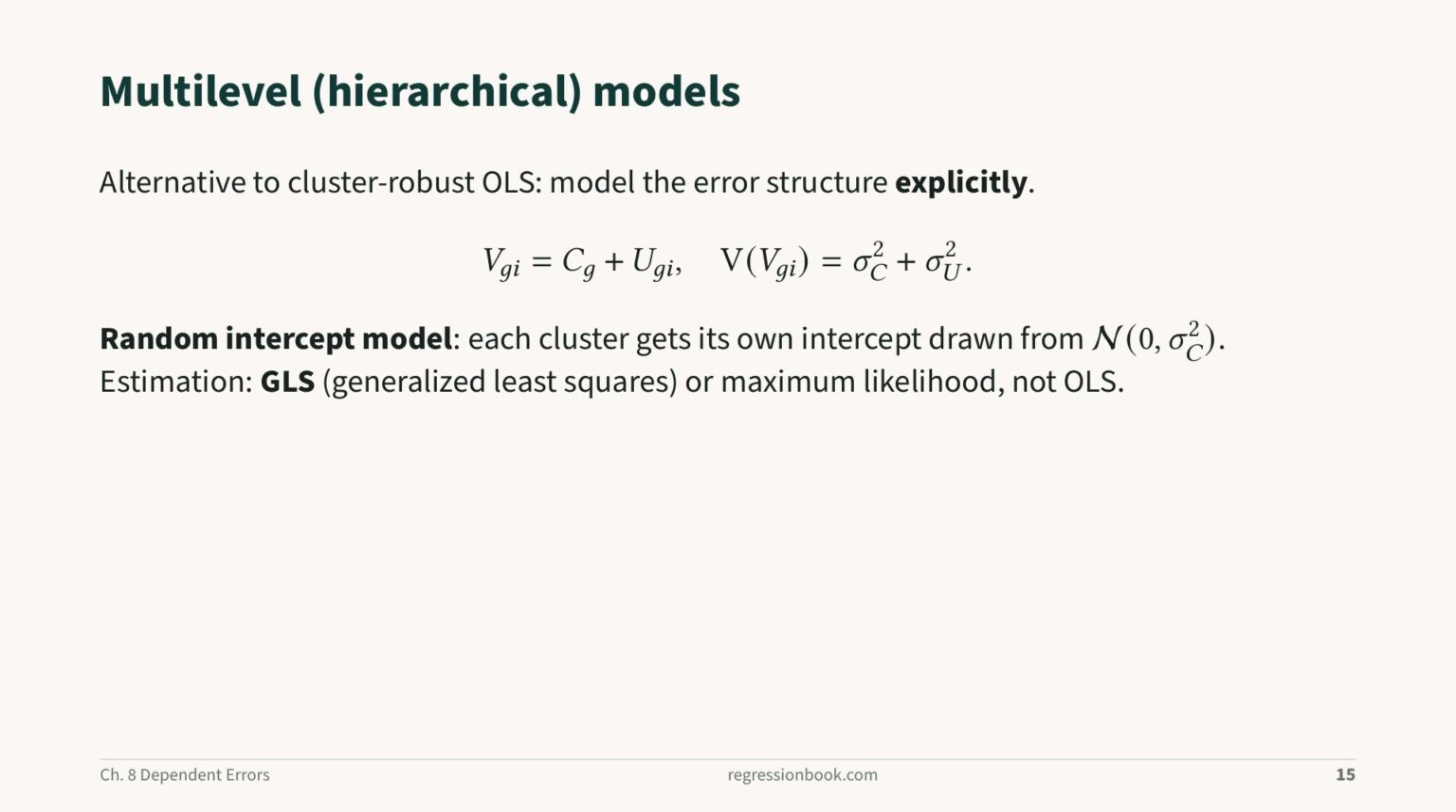Multi-level models are the explicit modeling alternative. Instead of correcting standard errors after the fact, write down the error structure. The random intercept model gives each cluster its own intercept, drawn from a normal distribution with its own variance, and estimation proceeds by generalized least squares or maximum likelihood rather than ordinary least squares.